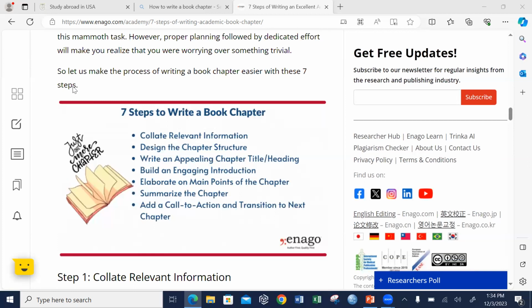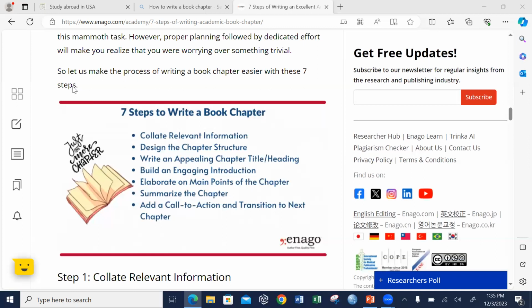Then after you're able to introduce the chapter, you have to elaborate on the main points of the chapter, that is subheadings. Once you introduce the chapter, then introduce the concepts that you're going to discuss in the chapter, then you pick one concept after the other, then you discuss each concept in a more detailed fashion. So you need to elaborate on every point that you have already introduced in the chapter.